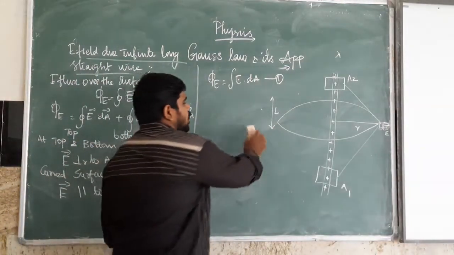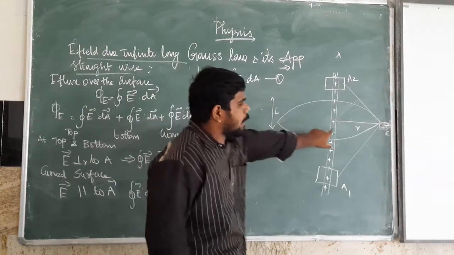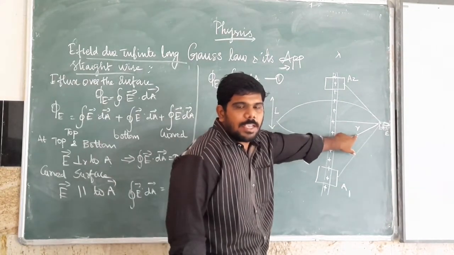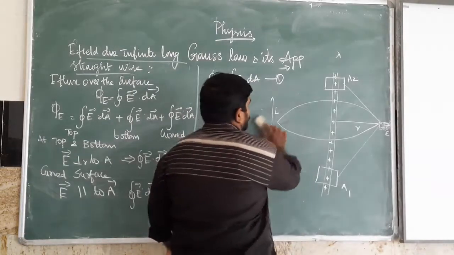Okay, so I will write the figure. One point you have to remember: for the curved surface, the length will be L and the radius will be R. You should remember this point.